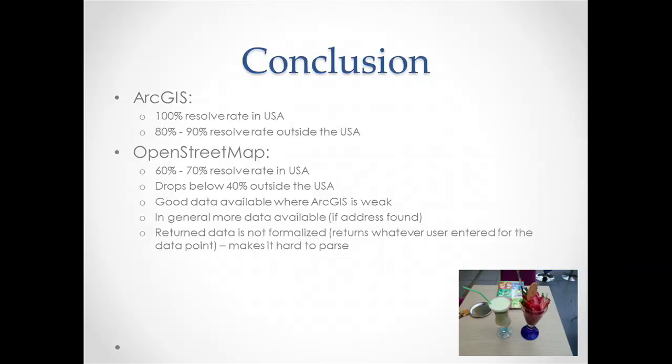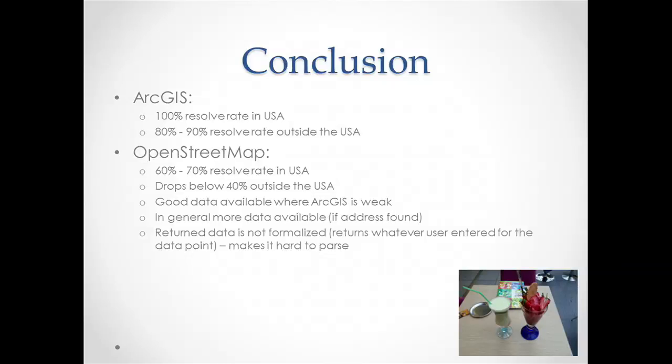Okay, based on these two result sets, I have the following conclusions. Every time you have an address in the United States and you use ArcGIS, it's able to resolve 100% of these addresses to geocoordinates. It's a pretty solid data set. If you go outside of the United States, except for countries like China, Korea, and two or three more, you get a resolve rate of about 80 to 90% worldwide. It's good. It's not perfect, but it's good.